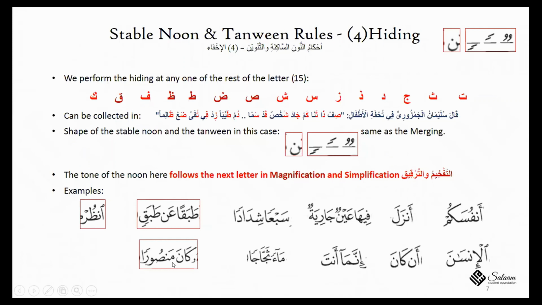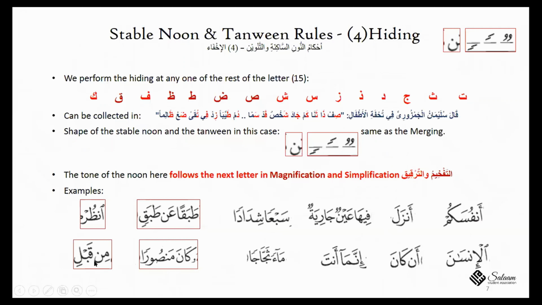صاد. So it will be كان منصورا. See, the tone here is magnified. كان منصورا. Don't say منصورا. This will actually be more difficult to say a simplified letter and then a simplified tone and then a magnified letter. It will be more difficult for you to do it. So it's not correct. So here will be كان منصورا من قبل.